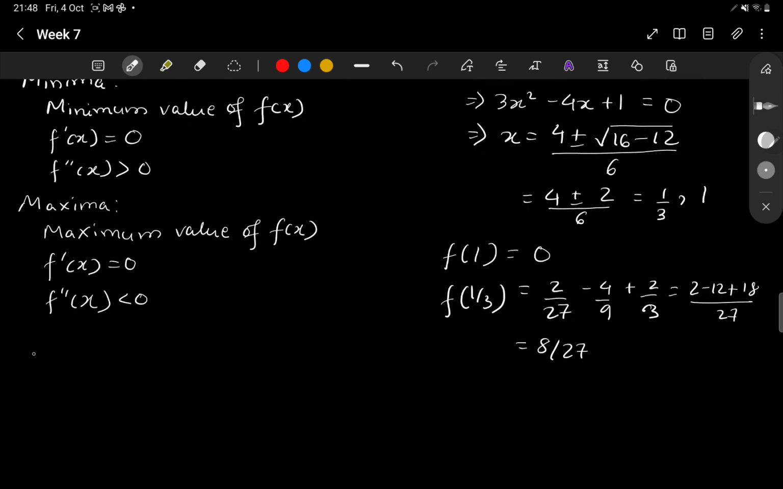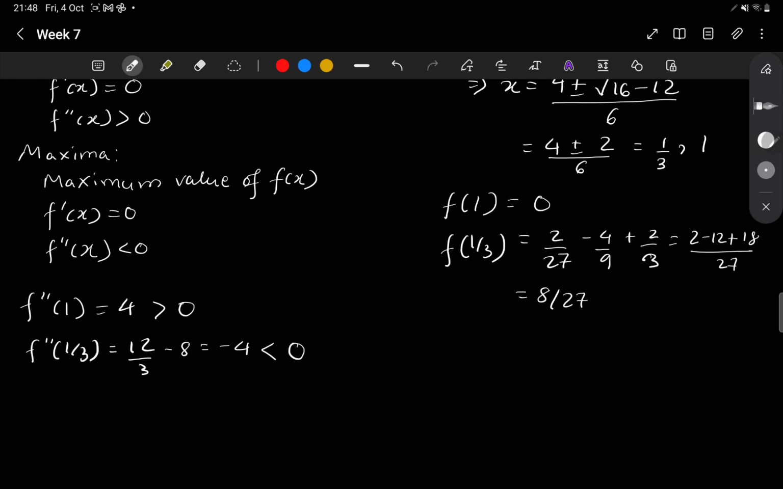Now let us look at the double derivative. So f double prime at 1 equals 4, which is greater than 0, and f double prime at 1 over 3 is less than 0. So this can be a possible point for minimum, and this can be a possible point for maximum. Now we need to check whether indeed these are minima or maxima or not.